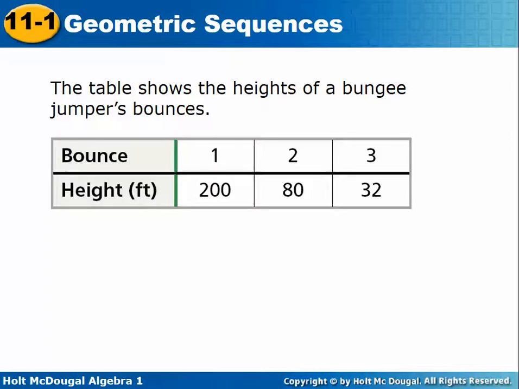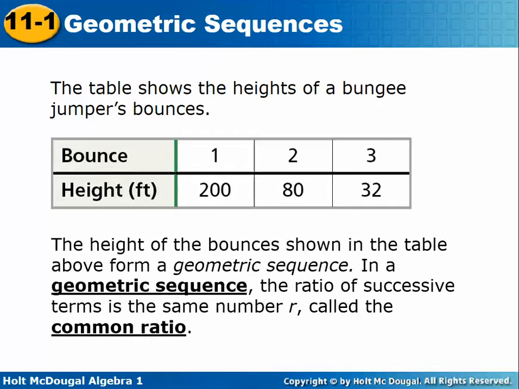So it's not the same number being added each time, but it looks like it's the same number being multiplied each time. This is a form of a geometric sequence where there is a ratio that is the same between these terms. So if you took 32 divided by 80 and 80 divided by 200 and found those results, that would be a common number. It would be the same, and that would be r, our common ratio.